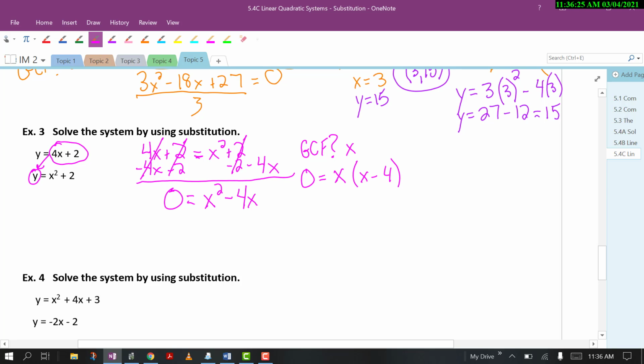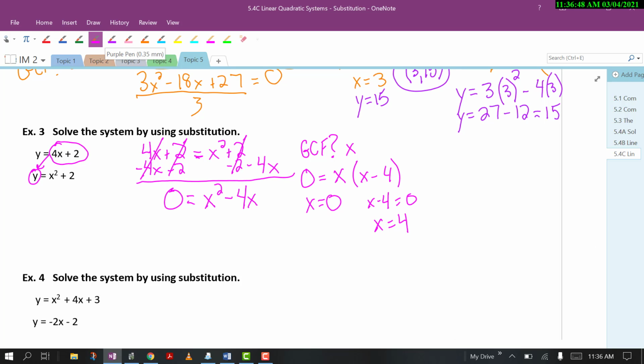Now, when we multiply 2 things and they equal 0, either x equals 0, or x minus 4 equals 0, or they both equal 0. So x equals 0, that's done. x minus 4 equals 0, add 4 to both sides, and x equals 4. So we have our x coordinates, but we need our y coordinates.